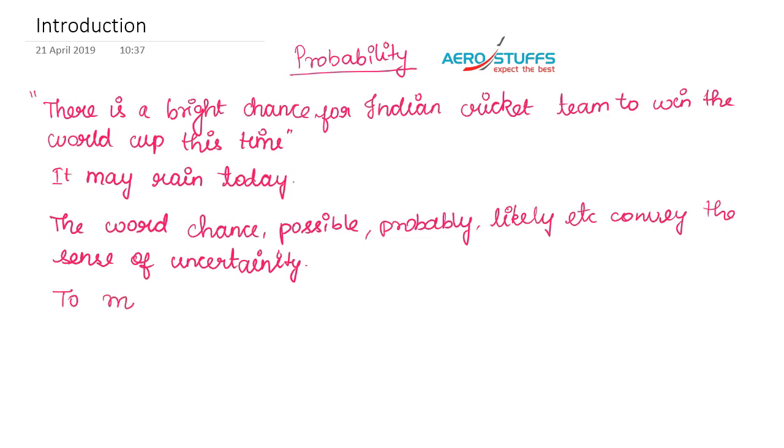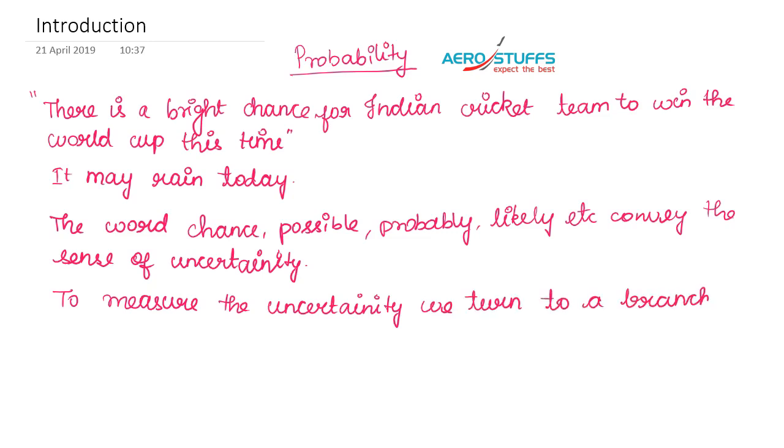And for this uncertainty, we need some type of measurement. There is something you should always believe with intuition. So this probability is nothing but your intuition. To measure this intuition or this uncertainty, we turn to a branch of mathematics called probability. So this could be a brief explanation about probability.